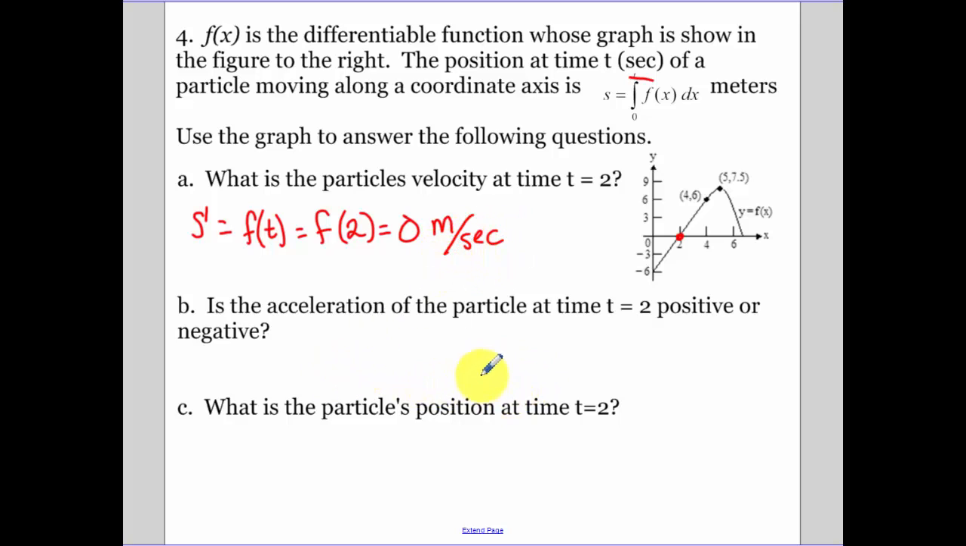Is the acceleration of our particle positive or negative? So I need to look at the second derivative of position, which is the derivative of this function. Is this sign positive or negative? At 2, it's positive because our function is increasing. So we are positive.